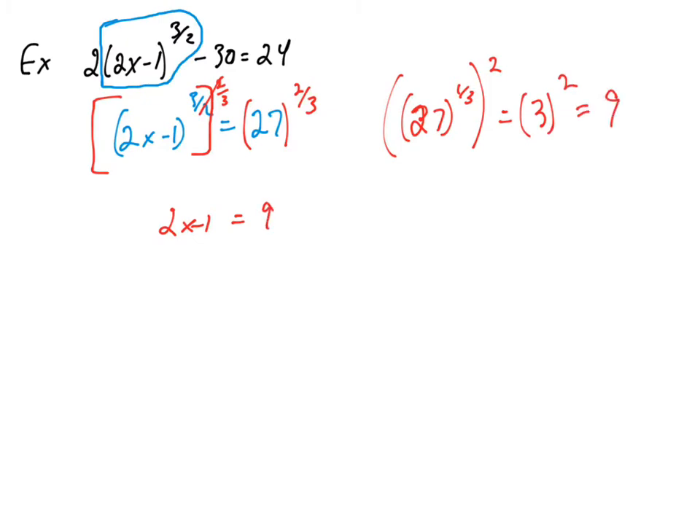So the right hand side over here is going to be equal to 9. And then just solve for x. So 2x is equal to 10, x is equal to 5.